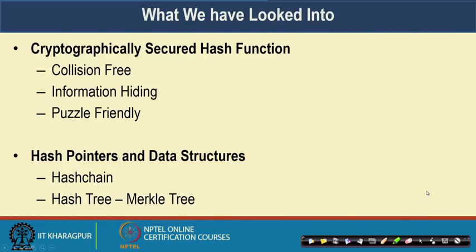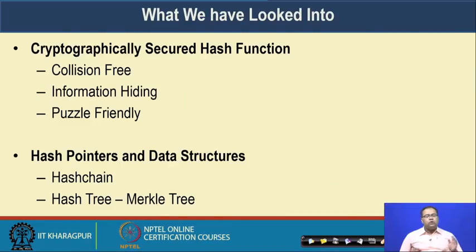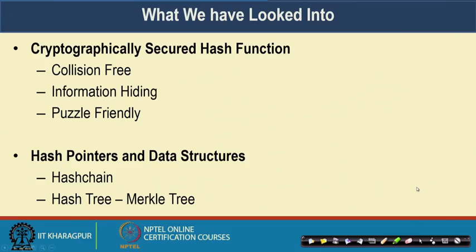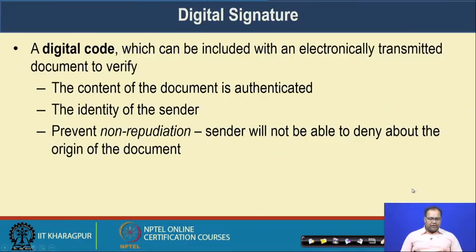So, what we have looked at till now is the cryptographic hash function and its properties, like the collision free property, the information hiding property and the puzzle friendliness property, and how these properties help in the development of the hash pointer architecture and different kinds of hash based data structures like a hash chain and a Merkle tree. And by utilizing the hash chain and the Merkle tree, we can develop the entire blockchain architecture. Next, we will look into the concept of digital signature.